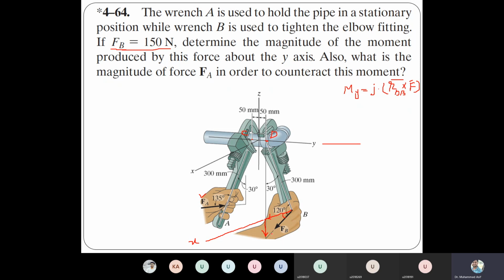Right. What is this angle? What is this angle? 30. 30. 30?